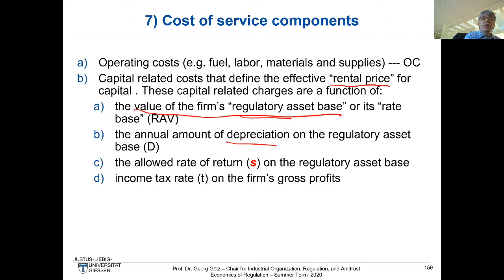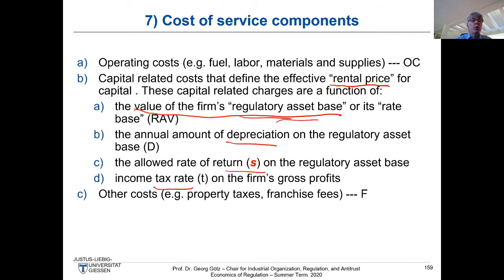Given that you have this asset base, if you have the 10 billion, what is the allowed rate of return? If this is your own investment, if it's equity, and the allowed rate of return is 5%, then 10 billion would be 500 million or something like that, which is then your cost of the equity. And of course, you also have to pay taxes on that, and you have to cover that as well.